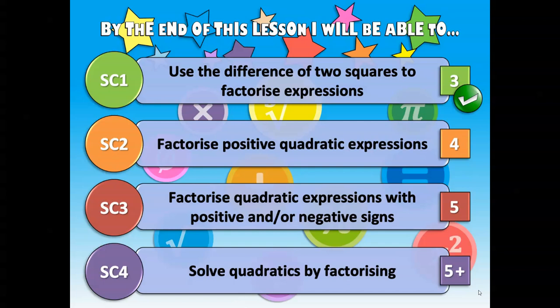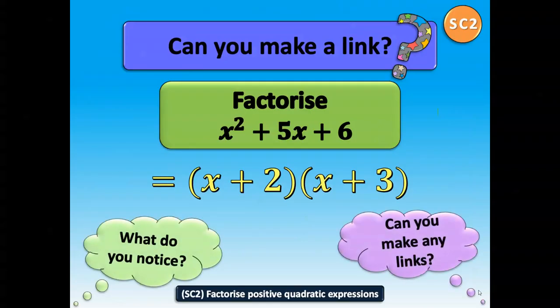So now we're going to move on to number 2, and this is to factorize positive quadratic expressions. So can we make the link here? If we know that when we factorize x squared plus 5x plus 6, we can factorize it to the two brackets x plus 2 and x plus 3. So the link that you should make here is that the two numbers inside the brackets, the 2 and the 3, they times together to make 6, and they add together to make 5.